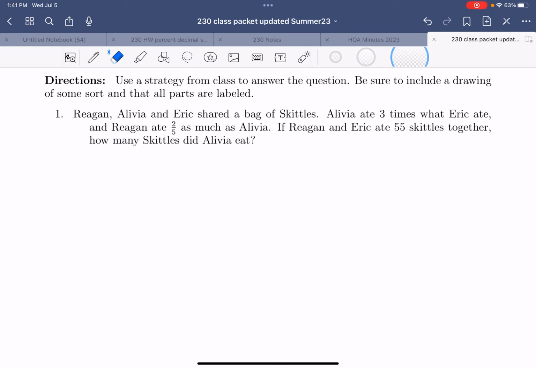We've got Reagan, Olivia, and Eric sharing a bag of Skittles. Olivia ate 3 times what Eric ate, and Reagan ate 2/5 as much as Olivia. So the very first thing that you're always going to see me do is I'm going to pick out those ratios. So we've got this one, number 3, and then over here we have the 2/5. And I'm going to write those down as fractions. So if you turn the number 3 into a fraction, that's going to be 3/1. And then we have 2/5.